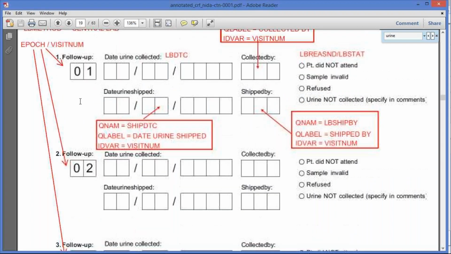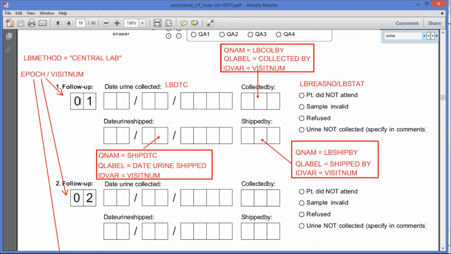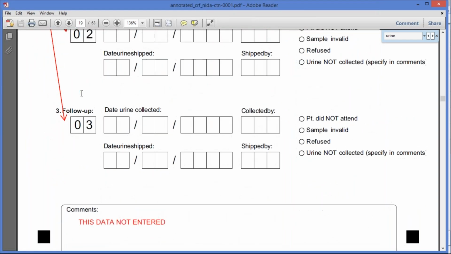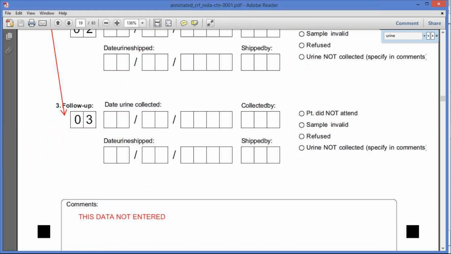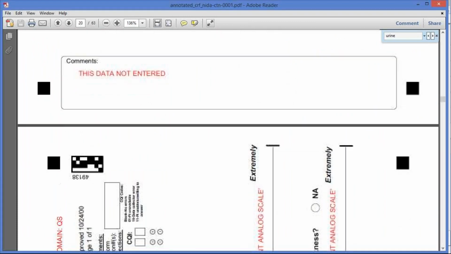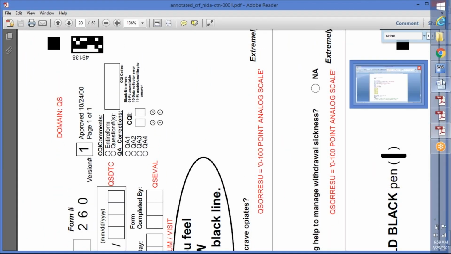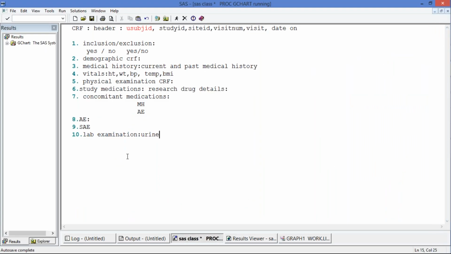In all the places, they are collecting only these questions. Date urine collected, date urine shipped. This is the lab examination CRF. So like this, we'll have different CRFs.